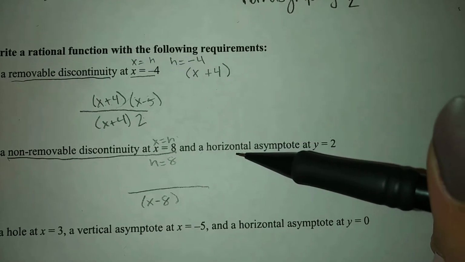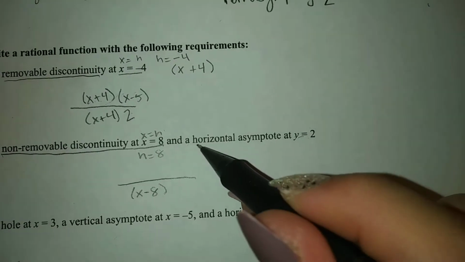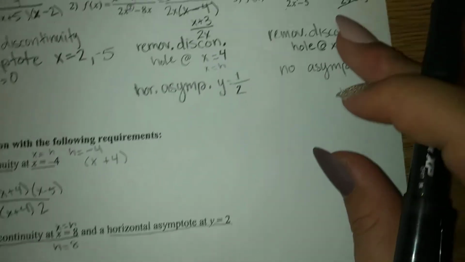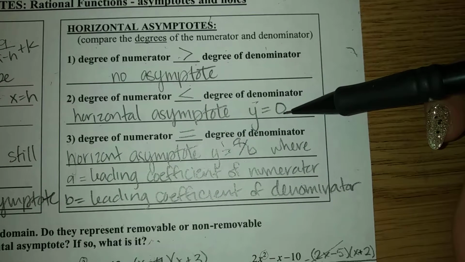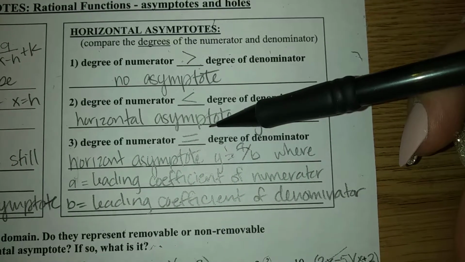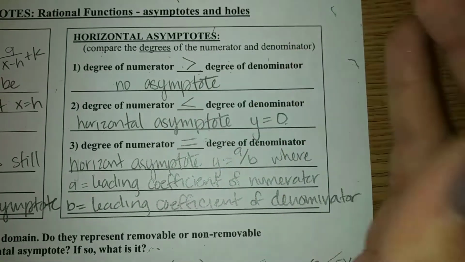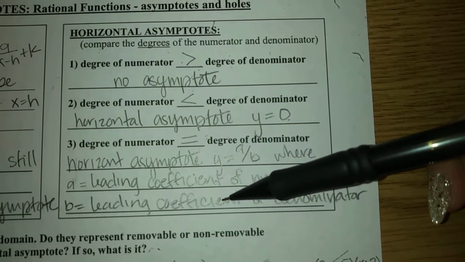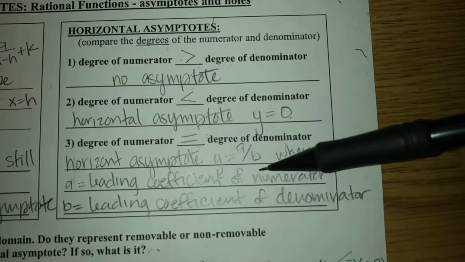Then it says that I have a horizontal asymptote at y equals 2. What would give me a horizontal asymptote at y equals 2? Here I would have no asymptote. Here my asymptote would be at 0. So here it has to equal the leading coefficient of the numerator over the leading coefficient of the denominator, to give me a over b.